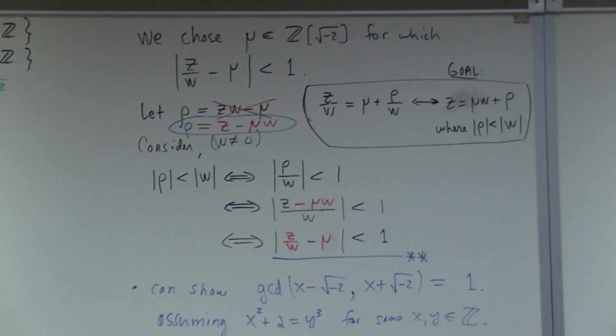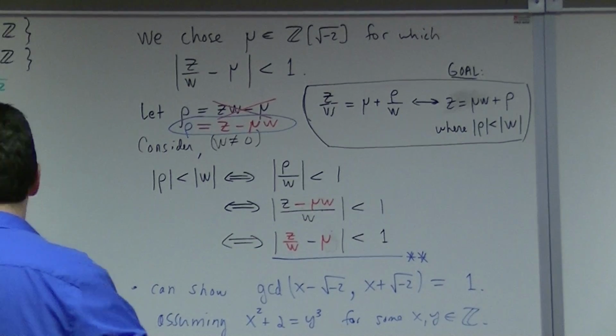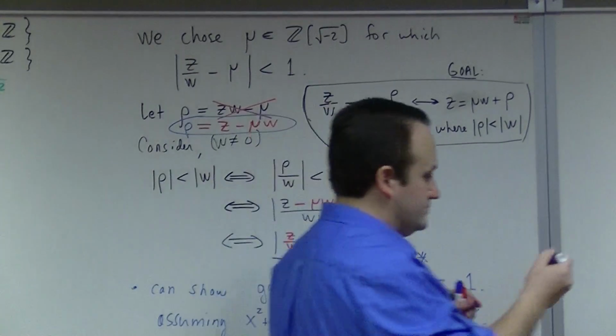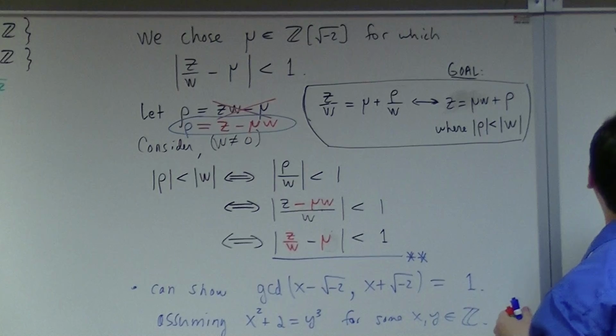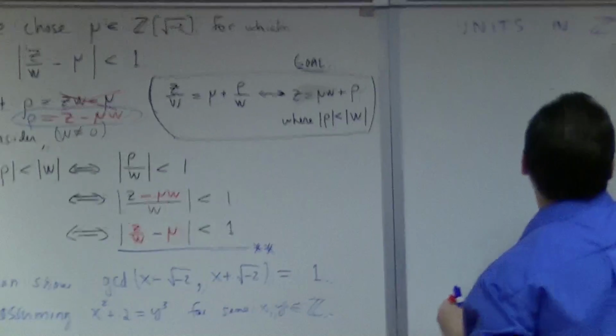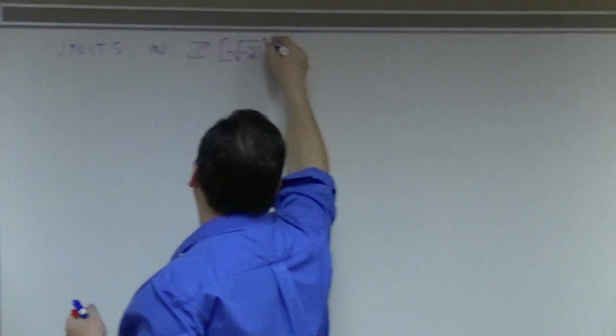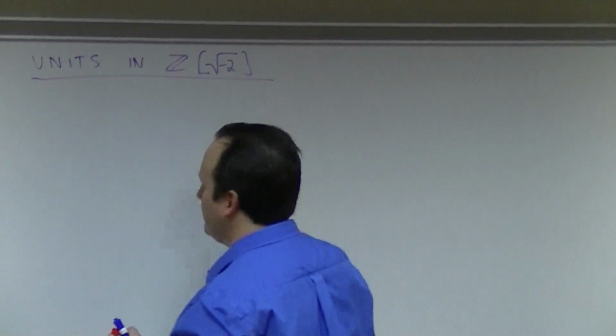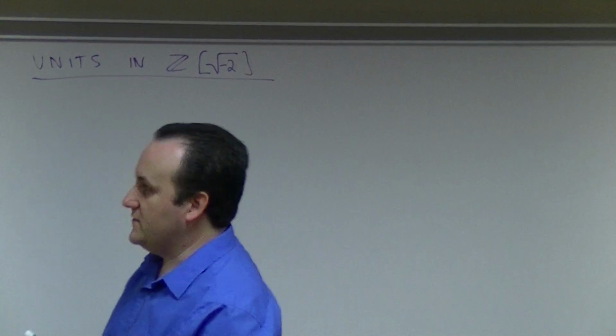I guess one interesting thing to think about here for a moment before I go on is what are the units? How would you figure out what the units are in Z adjoin root minus 2? I think this is an interesting question to ask in any of these weird new number systems, particularly this one. What are the units in here? So what is a unit? Let's go through it again. A unit is something that's a divisor of 1, right?